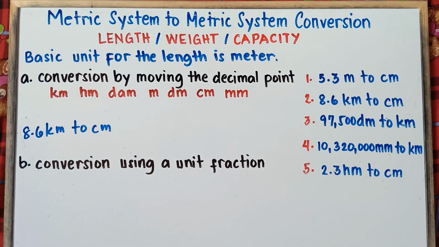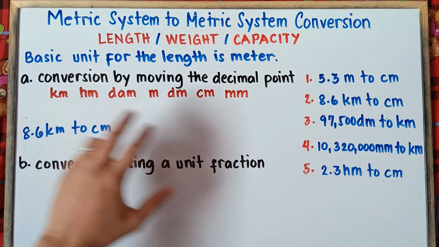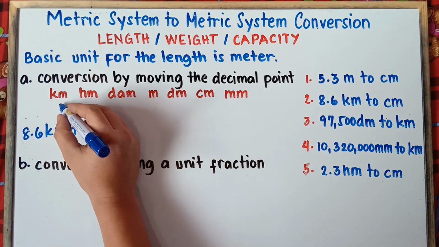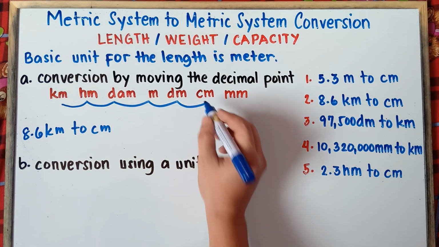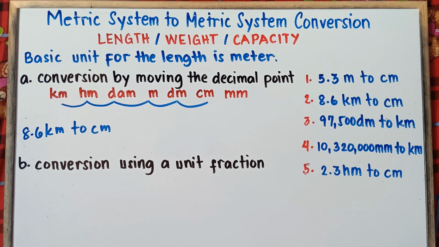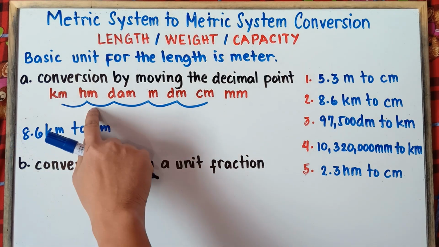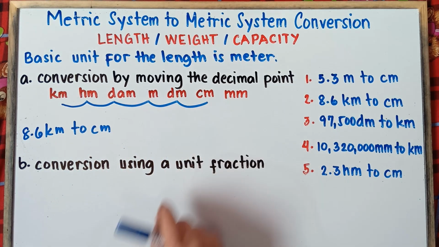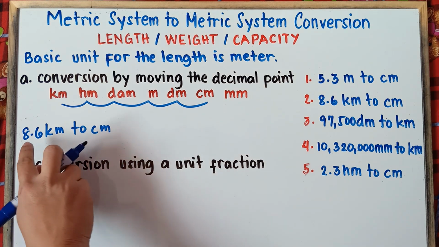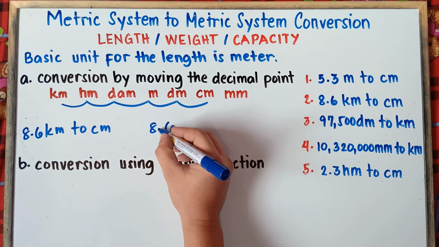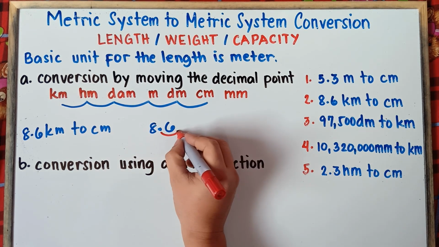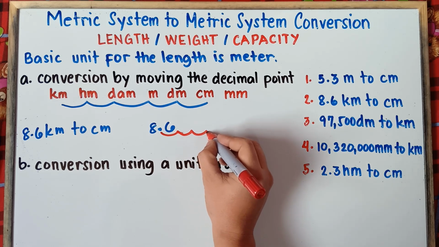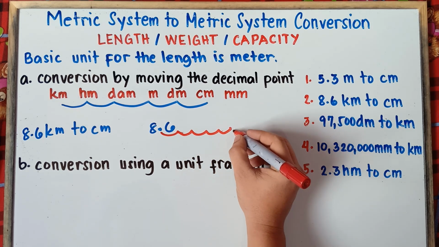So let's check how many units we will move from kilometers going to centimeters. So 1, 2, 3, 4, 5. Therefore, class, we need to move 5 units going to the right. Starting from the decimal point in 8.6, the decimal point is here. We need to move 5 units going to the right, left to right. 1, 2, 3, 4, 5. And the decimal point will be here.